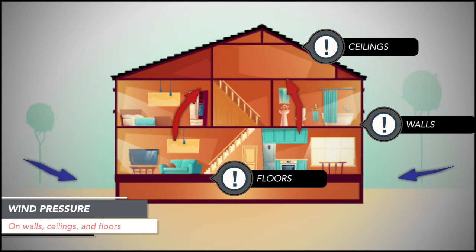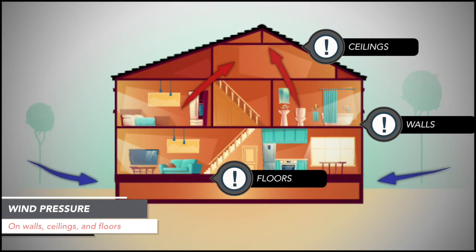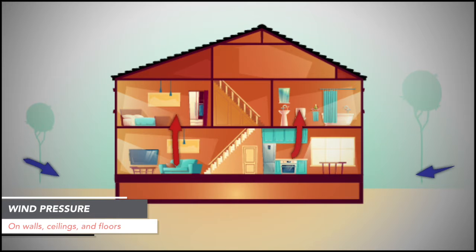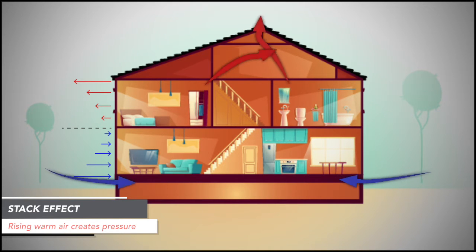Other sources of air infiltration and exfiltration are HVAC systems and exhaust fans, which can be mitigated through proper location and design of the HVAC system. The third cause of air leakage is known as the stack effect.